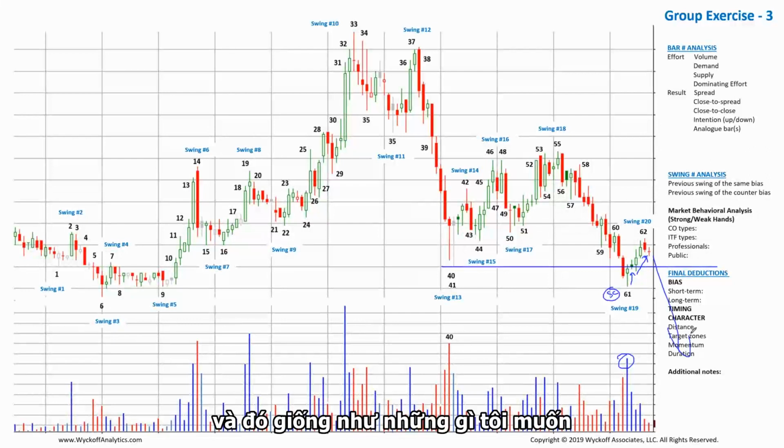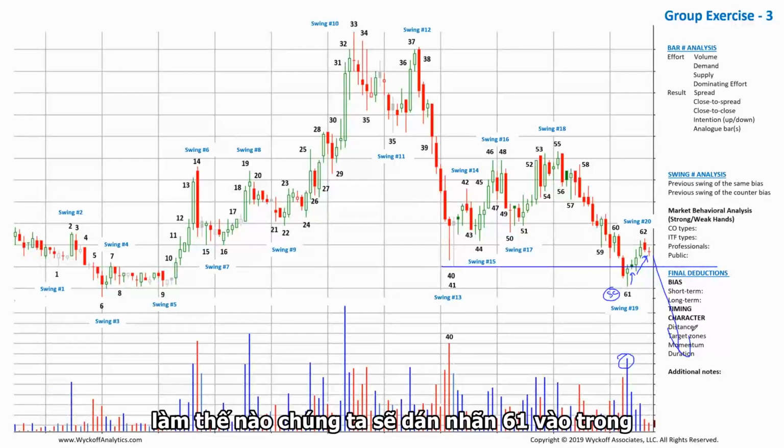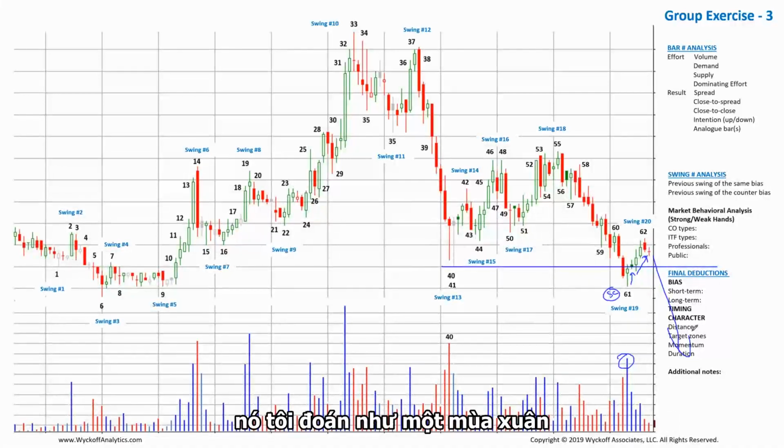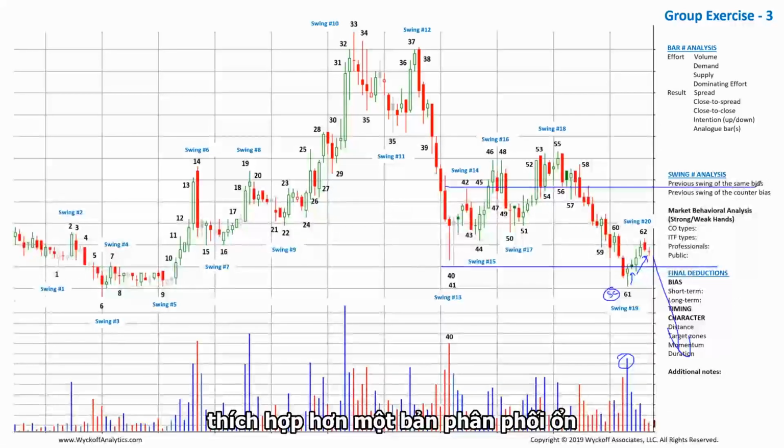Okay, great. That's kind of what I wanted to hear. So if the price is going to continue to the downside from 62 and just go down, then how would we label 61 in relationship to the 40, 42, 44, 55? Could we label this whole thing? You could label it, I guess, as a spring. Hold on a second. Are we talking about the bullish scenario or a bearish scenario? Yeah, I guess a sign of weakness would probably be more appropriate in a distribution scenario.